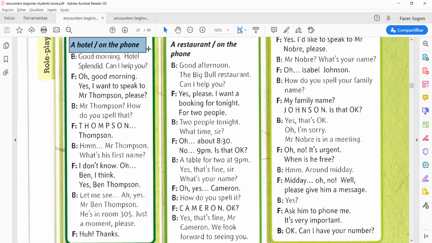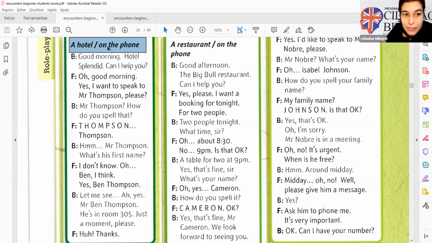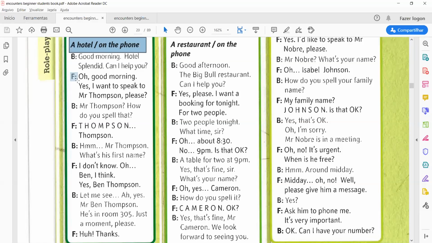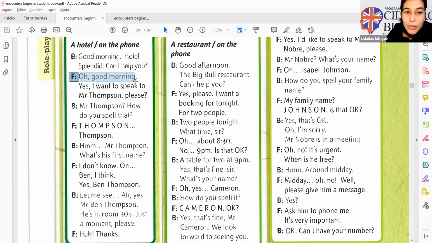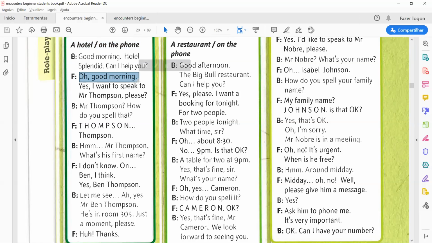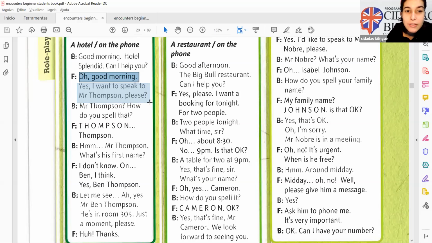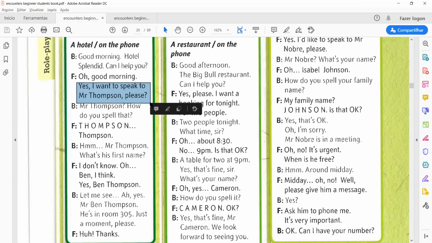Okay. Ai, eu tenho que falar, meu Deus. Pera. Right here. Oh, good morning. Good morning. Okay, please continue right here. Palavra difícil, meu Deus. What word? Qual palavra? Yes.